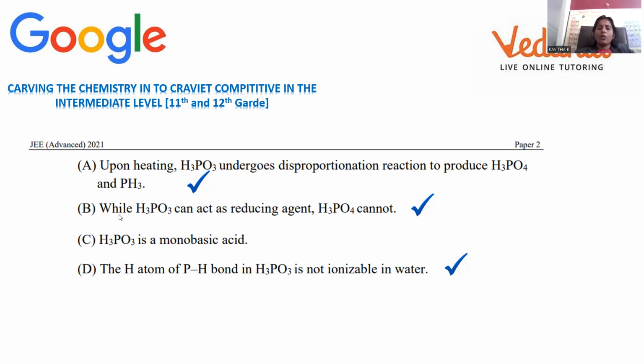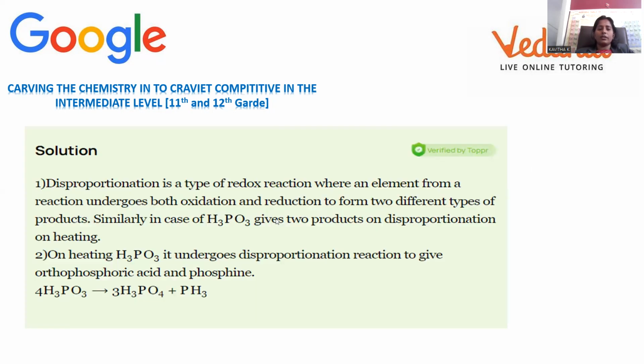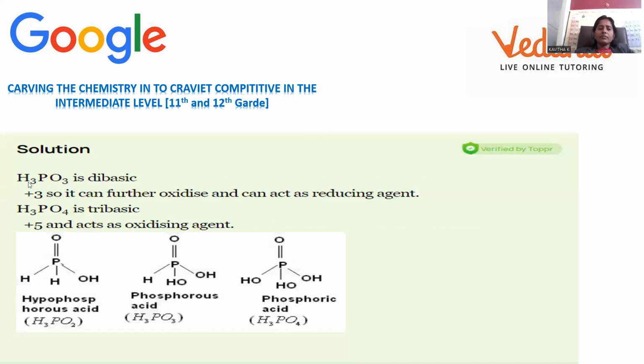Move on to the second. While H3PO3 can act as a reducing agent, H3PO4 cannot. Let's see whether it is possible or not. H3PO3 is given. Here is the H3PO3. It has H, P, double bond O, OH, OH. This is called phosphorus acid. It is called dibasic. Dibasic means it readily releases H plus. How many? Here one H plus is free, here one H plus is free.